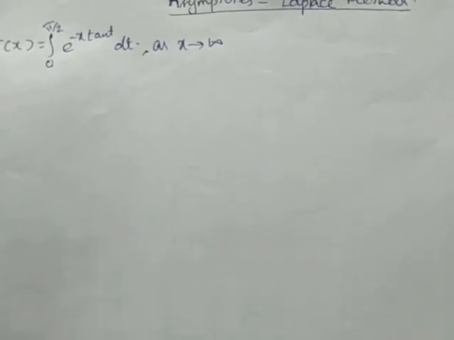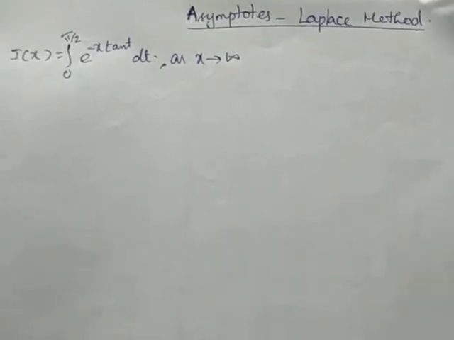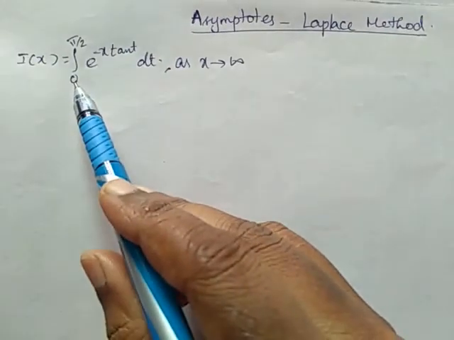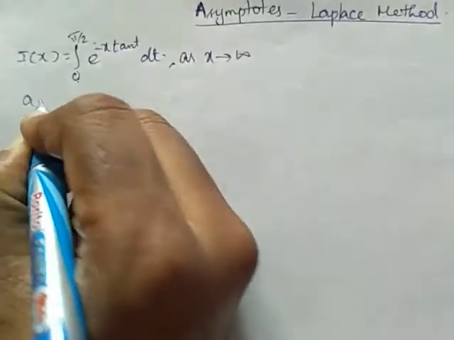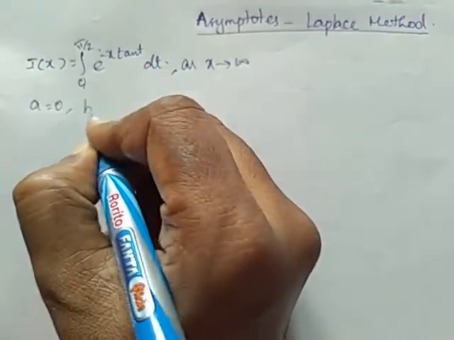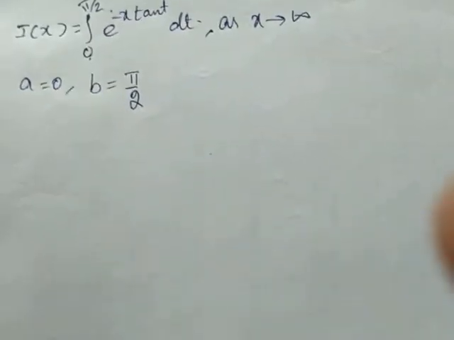In the general form, the integration is between a to b. So here a is 0 and b is pi by 2. So our integration is between 0 to pi by 2. Therefore a is 0 and b is pi by 2.